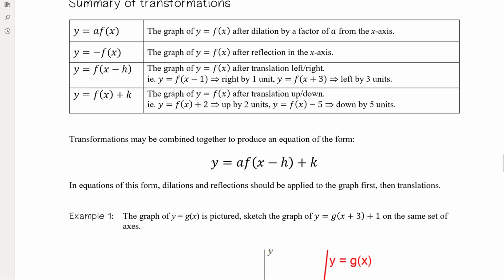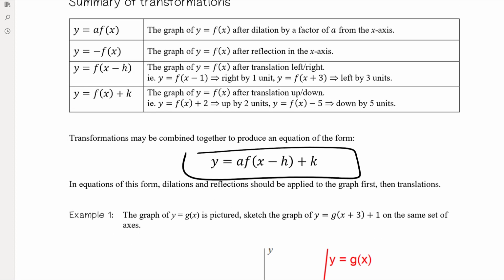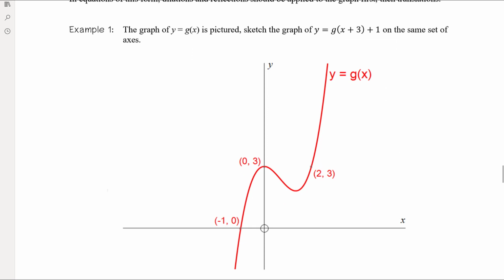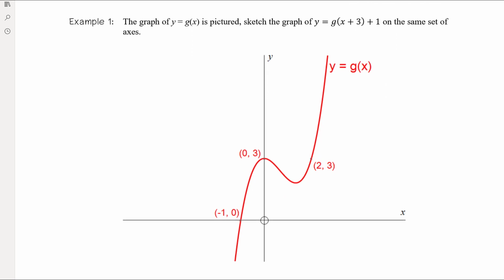And then obviously we can combine them all together, okay? So dilations and reflections, translations to the left or right, translations up or down. Okay, we need to be able to, and this is again where your function notation needs to be good, identify what's happening with the function. How is it different from the original function? Okay, so let's have a look at some of the sorts of examples you're going to need to do here.